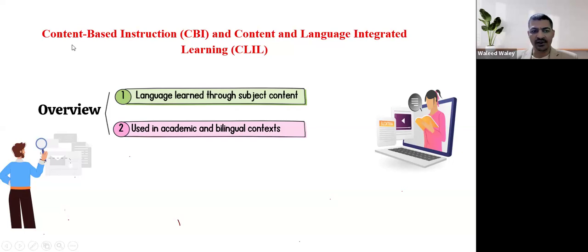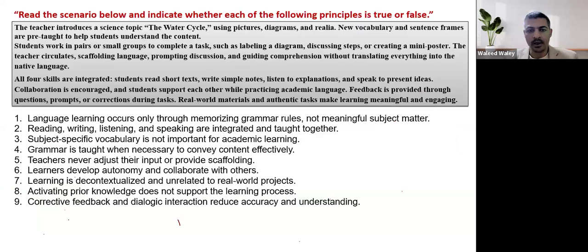So if you are a teacher using this method, you have to provide your students with a lesson. It can be a lesson from a science book or, as I said, a history book, and help them to discover the language and to use it. And here is a scenario. It will be the last method today because I think it's late now. So I just want you to read the scenario below and indicate whether each of the following principles is correct or incorrect.